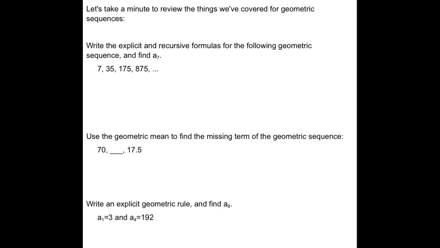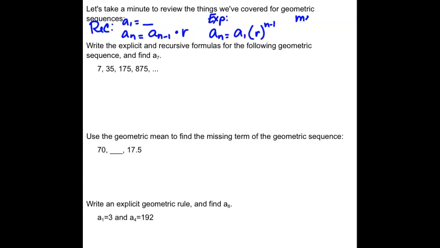All right, so let's take a minute and review a few things that we've covered for geometric sequences. Let's start out with our recursive rule. Our recursive rule, we always have the first term, so we state a sub 1 equals something, and then our nth term is our previous term times r. Our explicit formula says the nth term is the first term times r to the n minus 1 power.